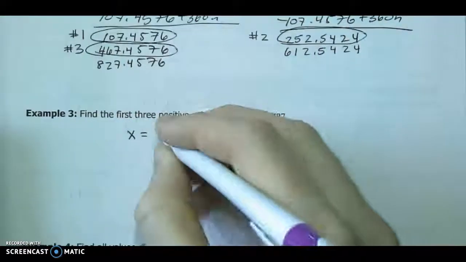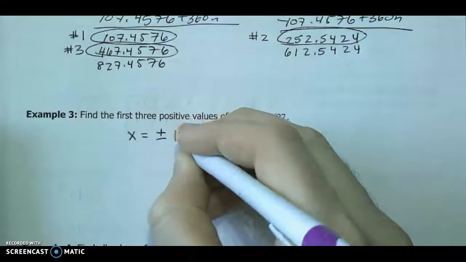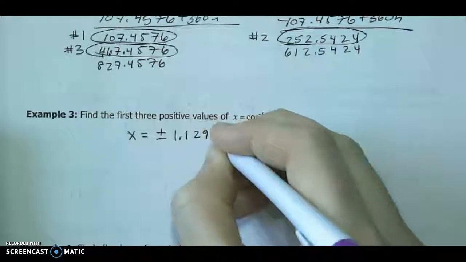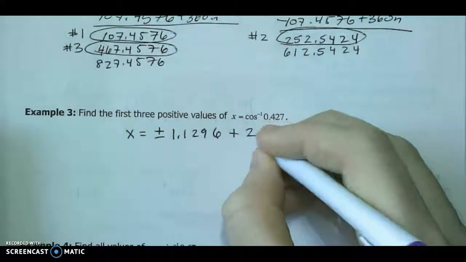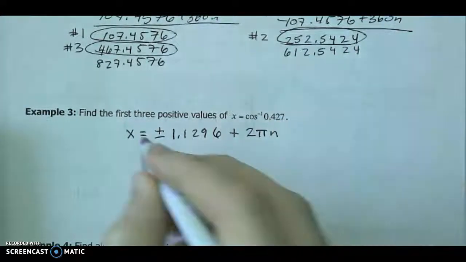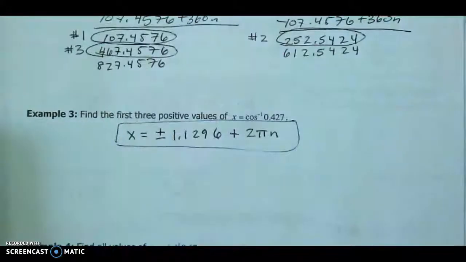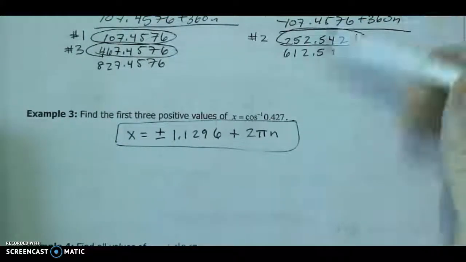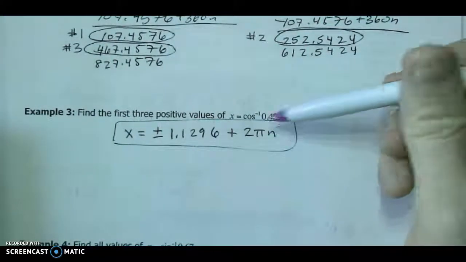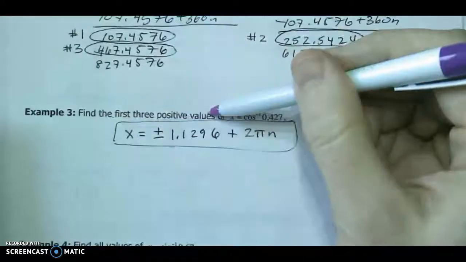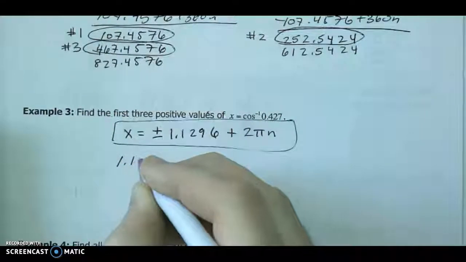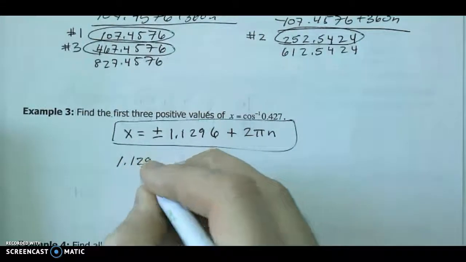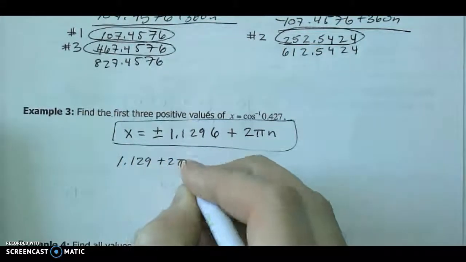I'm going to put plus or minus on that because it's cosine. And instead of adding 360, I'm going to add plus 2 pi n, because we're in radians. 2 pi is the same as 360 in radian form. So this is the general solution, but they want the first 3 positive values, so we're going to make that chart that we just did on the last problem. So I'm going to start with 1.1296 and add 2 pi to those.